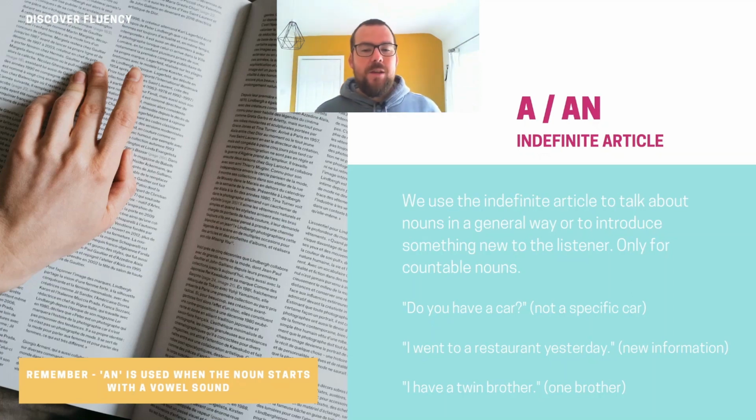Perfect. As I mentioned before then, we use a and an when we are introducing a single item, a single thing, or when we are introducing a new idea to the listener. Something that they haven't heard before, something new which they don't know which thing we are talking about.